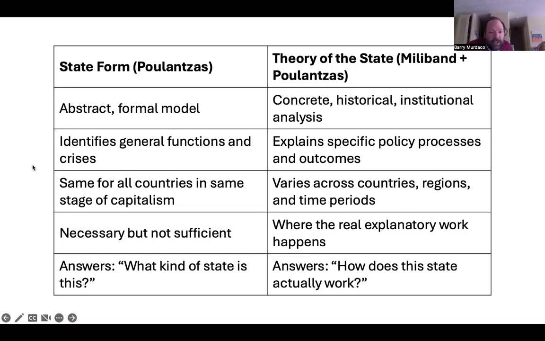This is just a table to summarize what I already said. I don't think I have to repeat it again here.